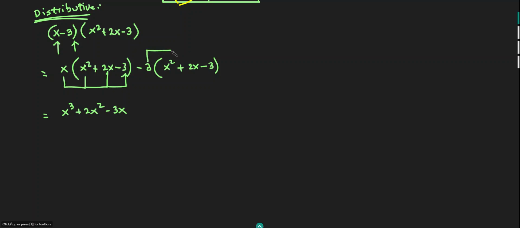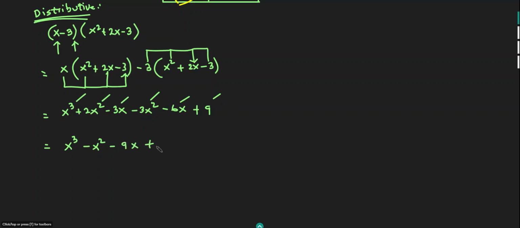Now let's do the similar thing for the second. This is negative 3 times x squared, which is negative 3x squared, and then negative 3 with 2x, which is negative 6x, and finally the last product is negative 3 times negative 3, which is positive 9. Now we can simplify this further. So let's identify the like terms. The x cubed is the only term, so we write it once. Then we have the x squared terms, which are 2x squared and negative 3x squared. That simplifies to negative x squared. And then we have negative 3x and negative 6x, which is negative 9x. And finally we have positive 9.